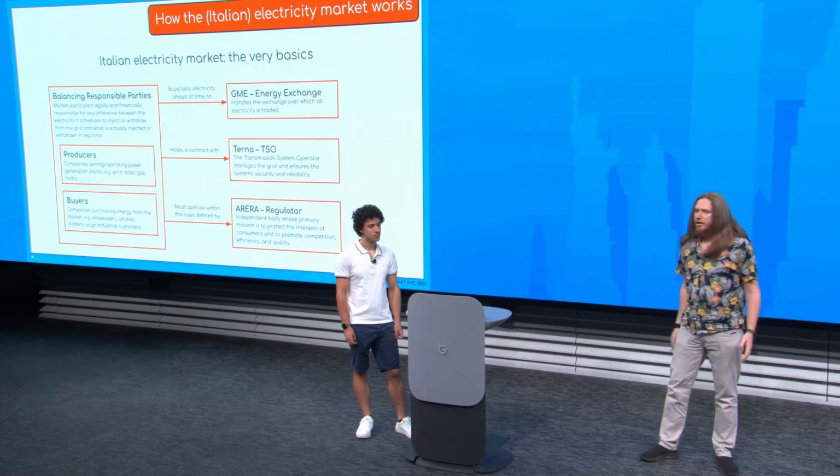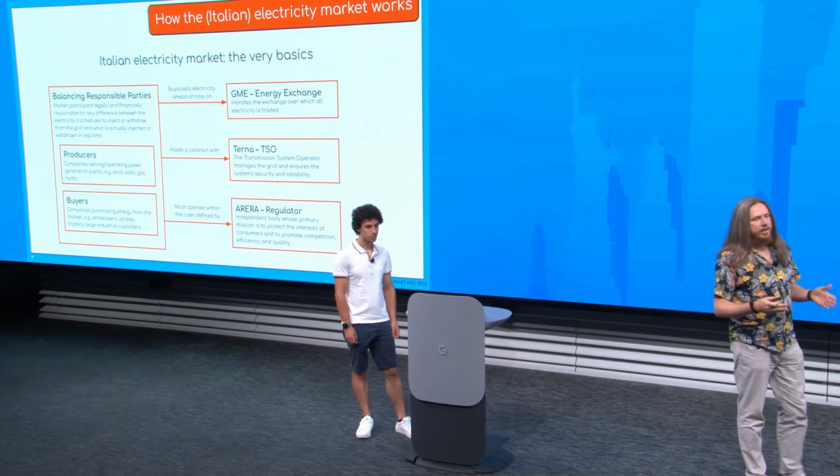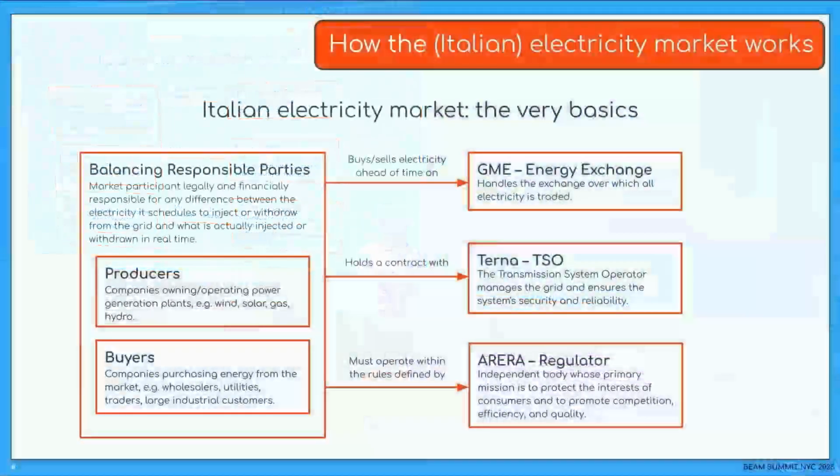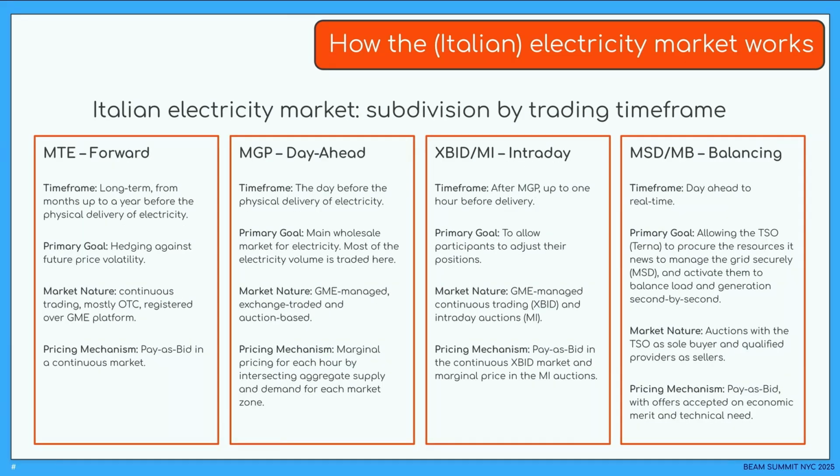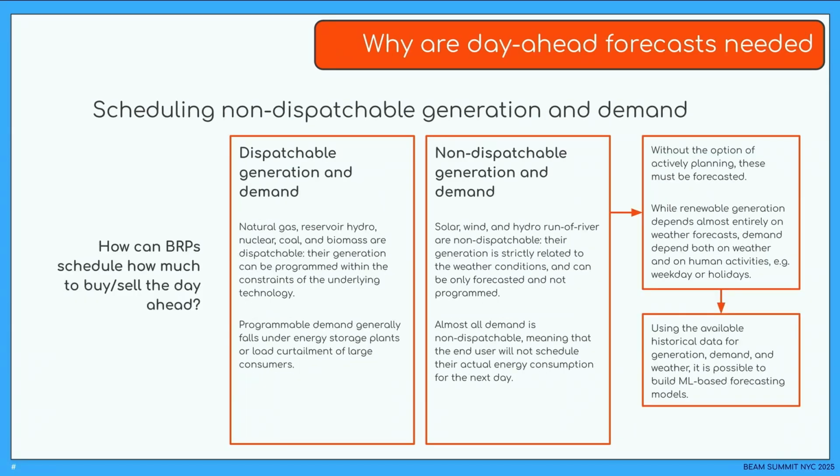First of all, who are our customers? They are the balancing responsible parties. These are all the legal entities that produce and buy energy and operate on the energy exchange. They hold contracts with a transmission system operator, and they must obey the regulator rules. These are customers. We are a business-to-business company. And why is forecasting needed?